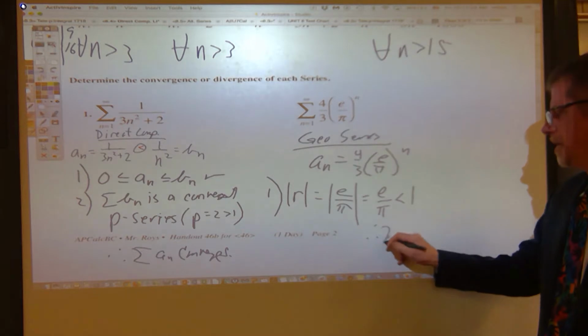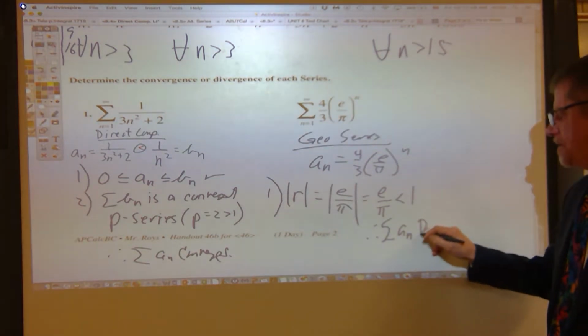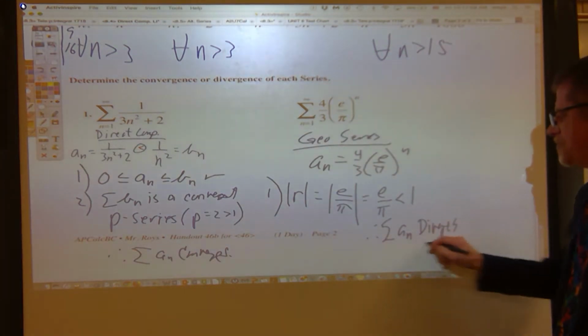Therefore, series a sub n diverges. Let's go to the next page.